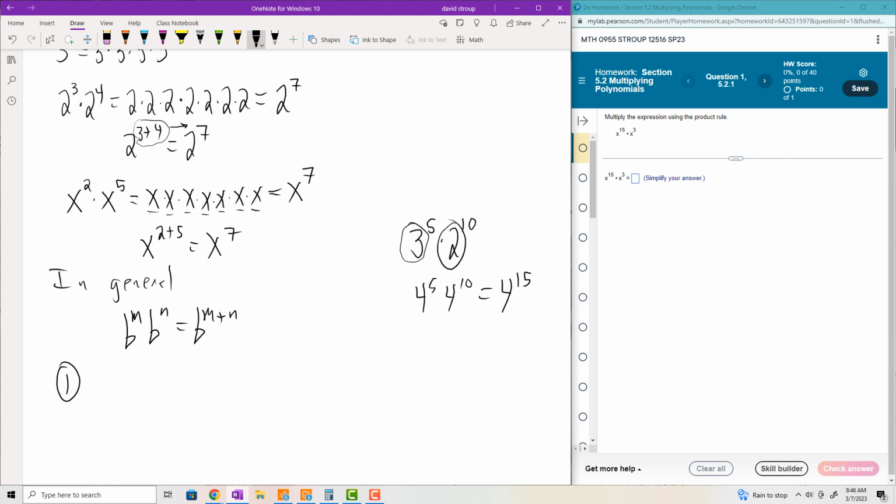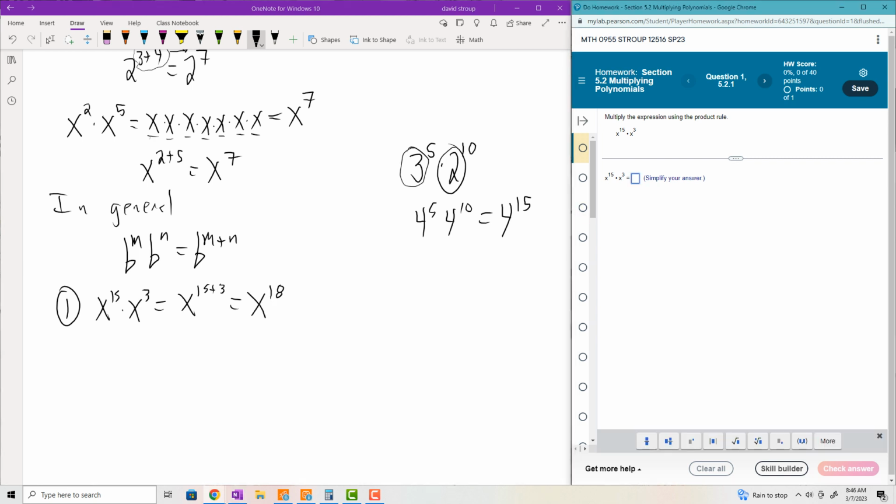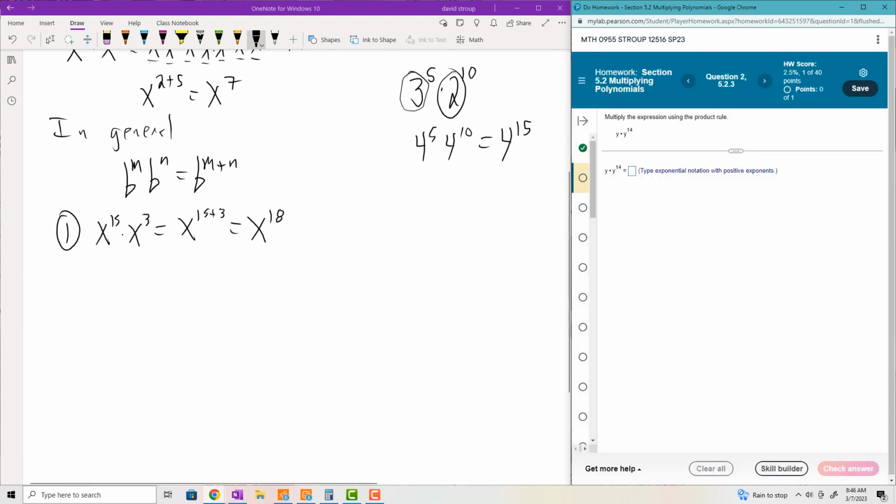The hard part is remembering the rule. So problem 1, you have x to the 15 times x to the 3rd. Worst case scenario, you could sit there and write out all 18 of them, but it's better just to add the exponents. So x to the 15 plus 3 will be x to the 18th. And a lot of these you can do in your head. You don't necessarily need to write them out, except for your notes.